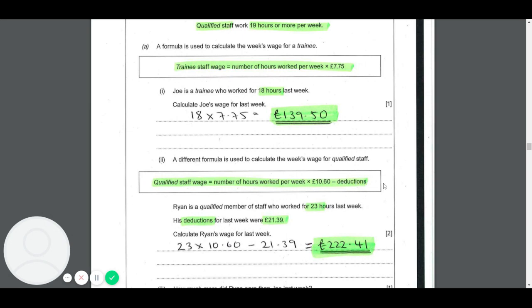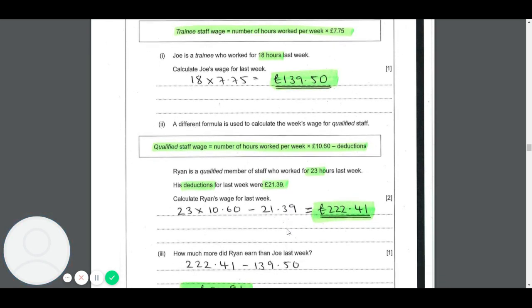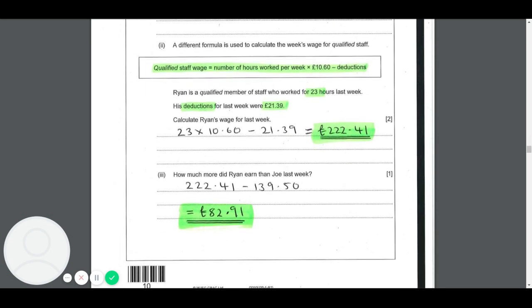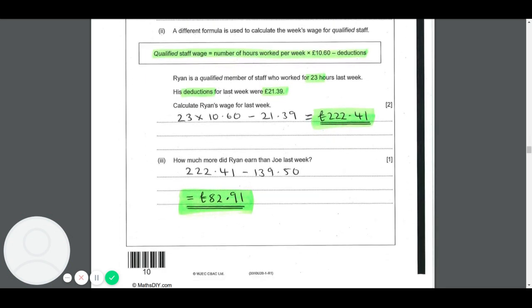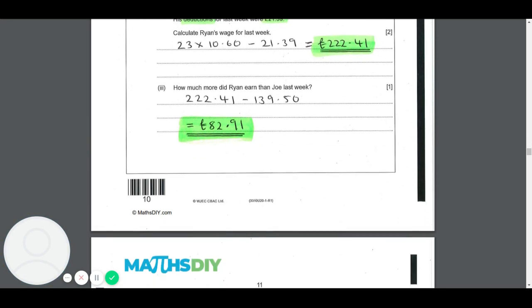Okay, so I'm not sure what these deductions are, but whatever they are, we've got the information here that we've got 23 hours and deductions of £21.39. So you're going to do 23 times £10.60, take away 21.39, and you're going to get the wages for the week. How much more did Ryan get than Joe? Subtract the numbers, you're going to get the answer, £82.91.